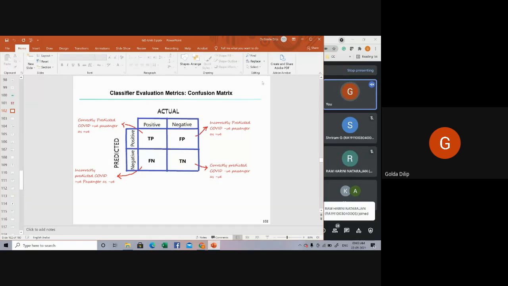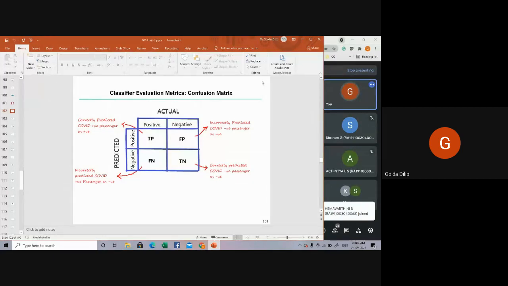So what is false positive all about? False positive means incorrectly predicting COVID negative passenger as positive. When you predict that a particular observation belongs to a class and it's actually not belonging to the class, FP and FN are incorrect, TP and TN are correct. Then what about false negative? Incorrectly predicted COVID positive passenger as a negative. When you predict an observation does not belong to a class, but it actually does belong to that particular class.